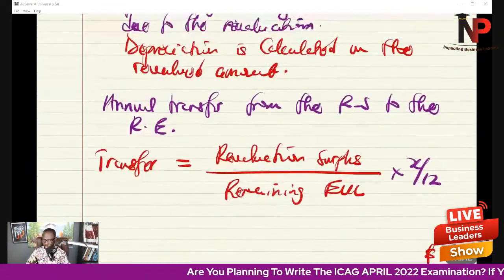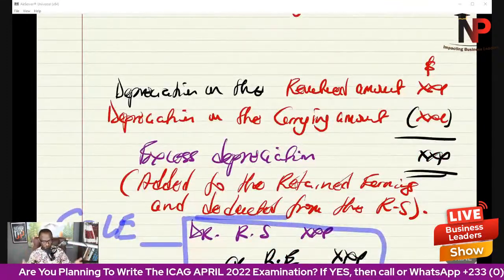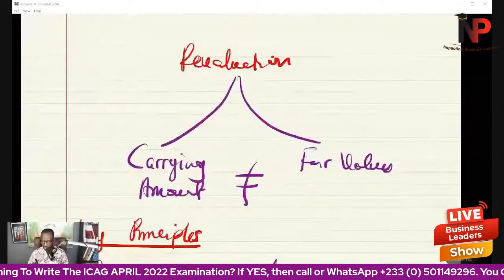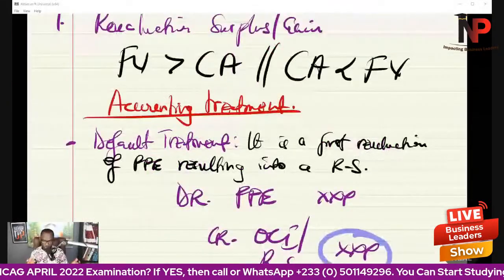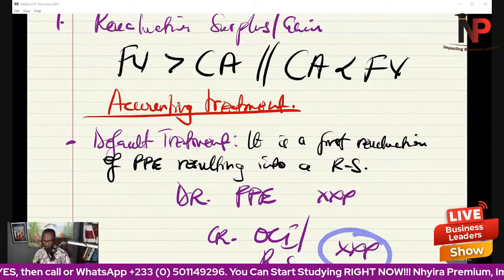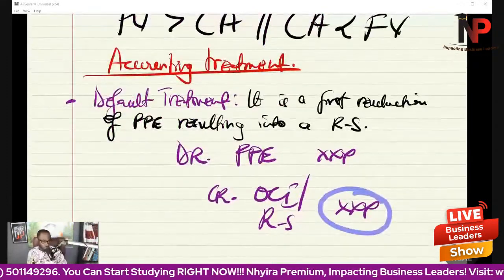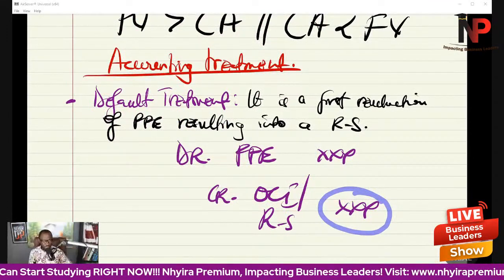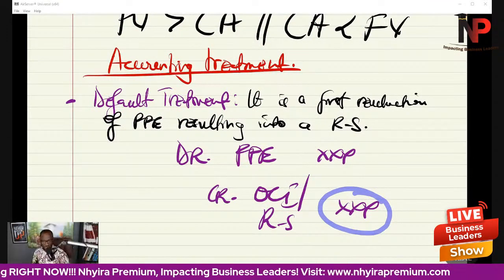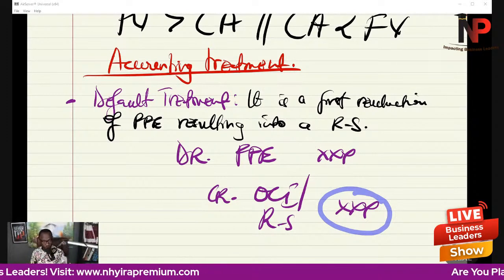That is what we mean by the default treatment for revaluation surplus. Any questions for me, please? Put them in the chat for me. That's the default treatment. So if for the first time an entity revalues its assets and the revaluation results in a surplus, this is what we're going to be doing.